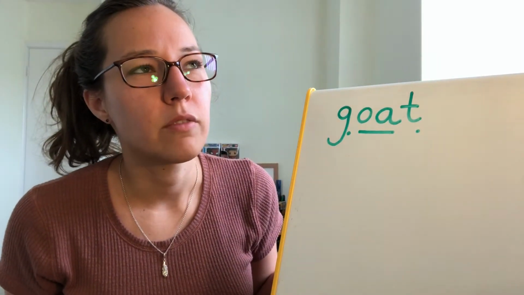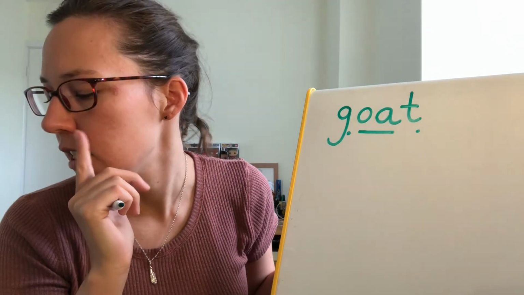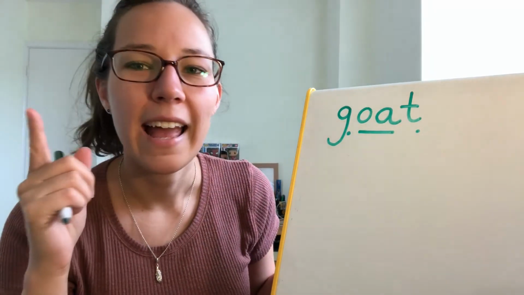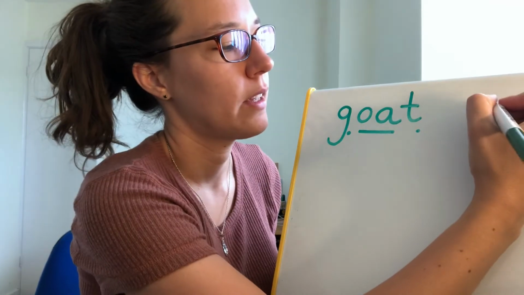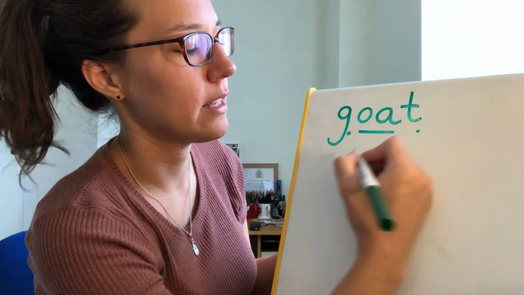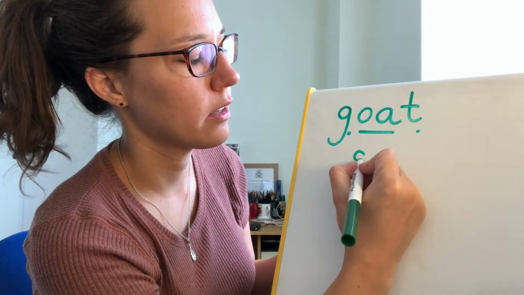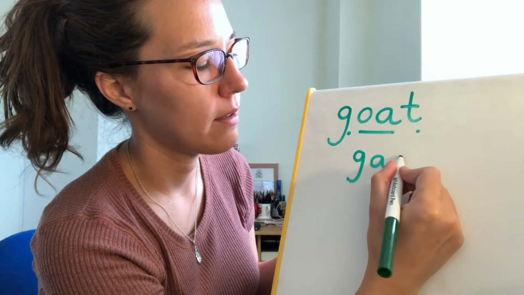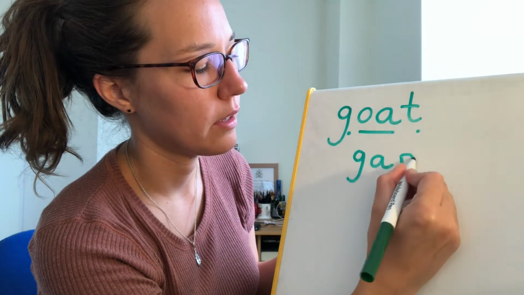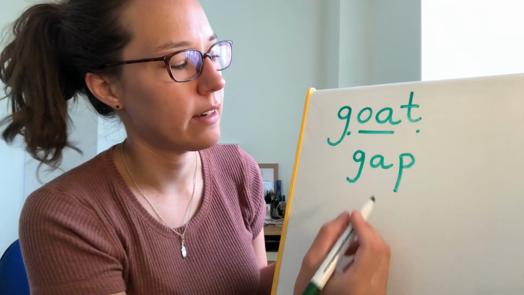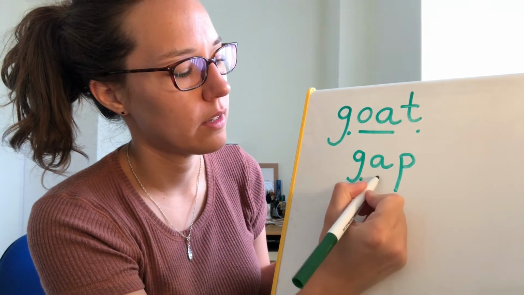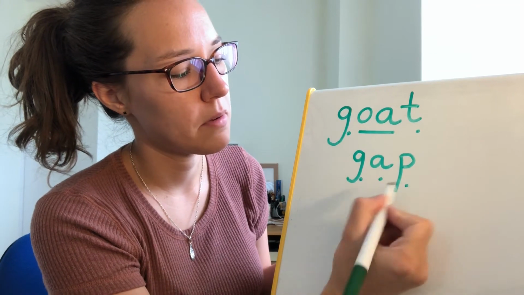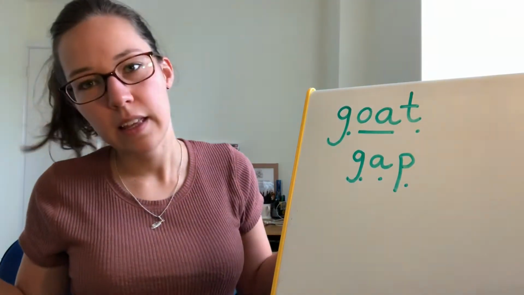Now we are going to write another word beginning with G. Gap, gap, this should be nice and easy. G. A. P. Gap. Again, let's do our sound buttons. G, A, P, gap. Easy peasy.